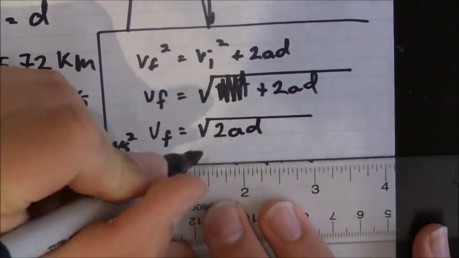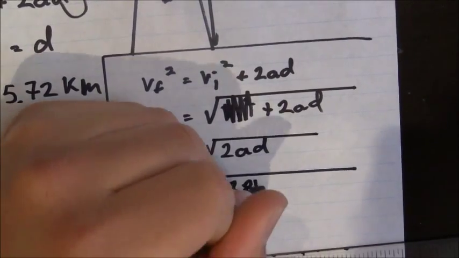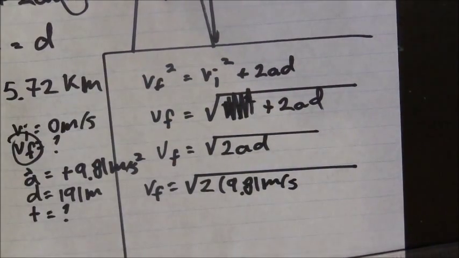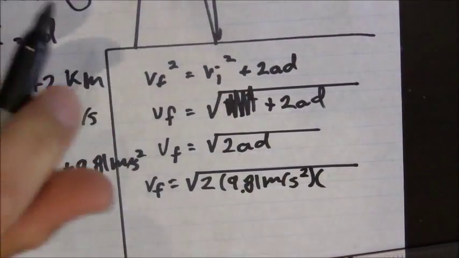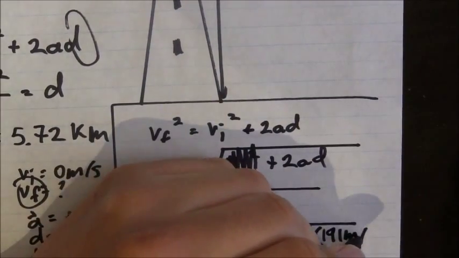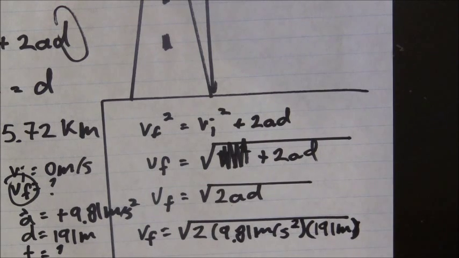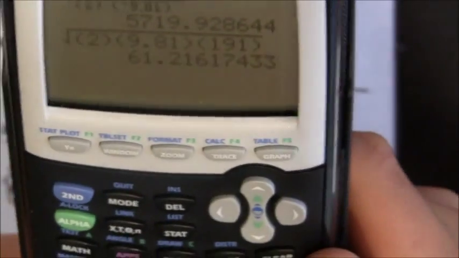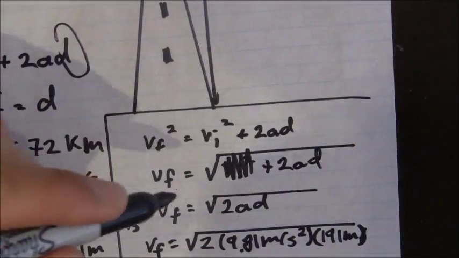So VF is the square root of 2 times 9.81. And make sure you always include your units. And distance is 191 meters. And we can just plug that right into here. So if I do that really quick, you get 61.2 meters per second. So that's how fast it'll be falling the very moment it hits the ground.